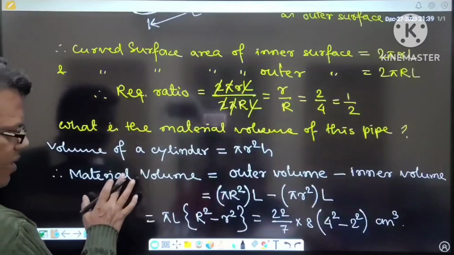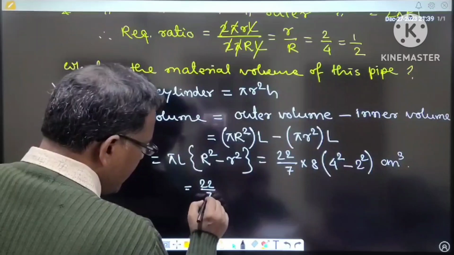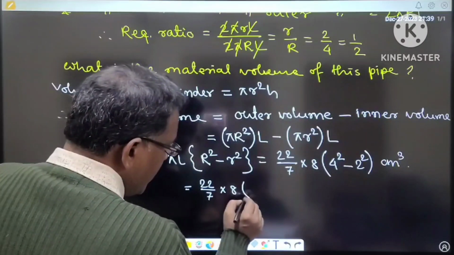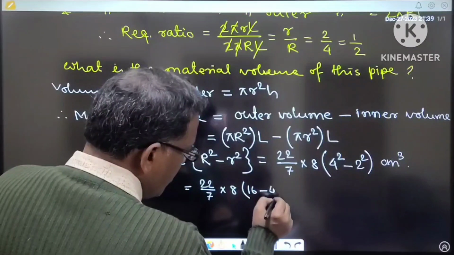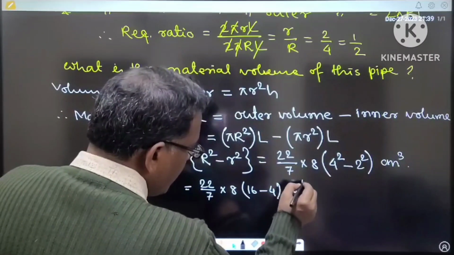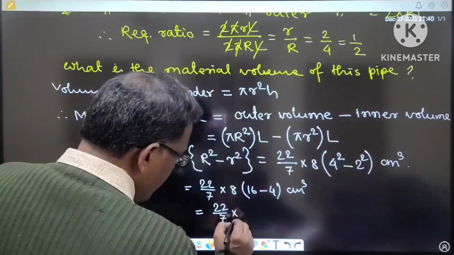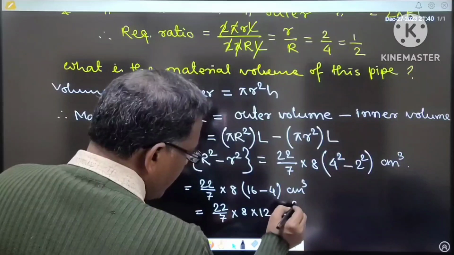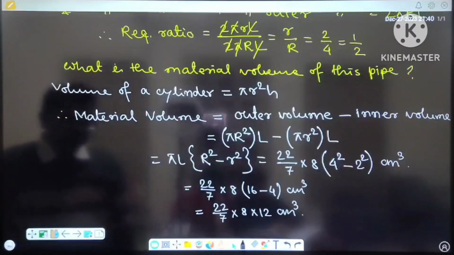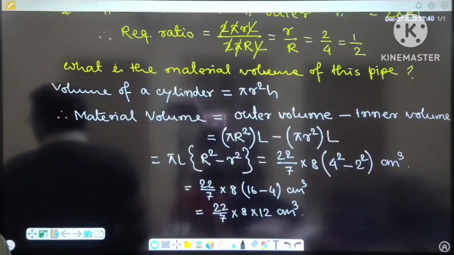So simplify this calculation. It is 22 by 7 into 8 into 16 minus 4, that is 12. So 22 by 7 into 8 into 12 centimeter cube. Whatever it comes, that will be the material volume of this cylindrical pipe.